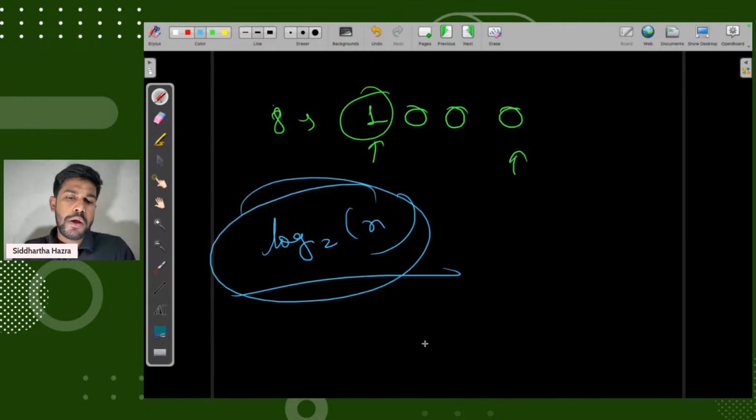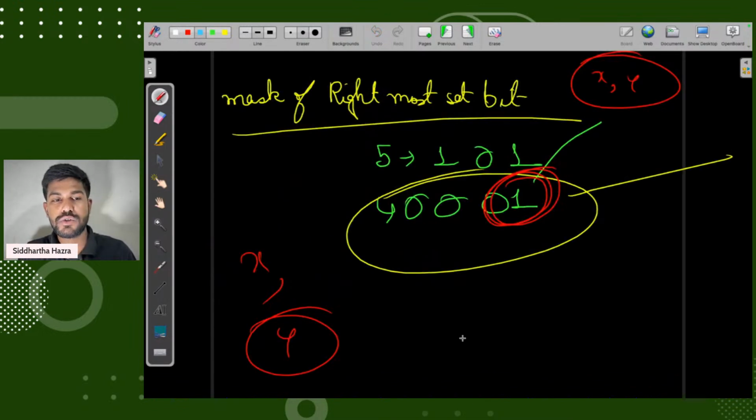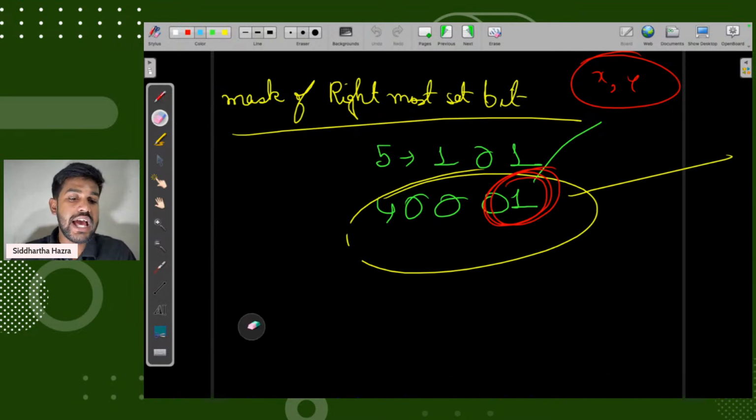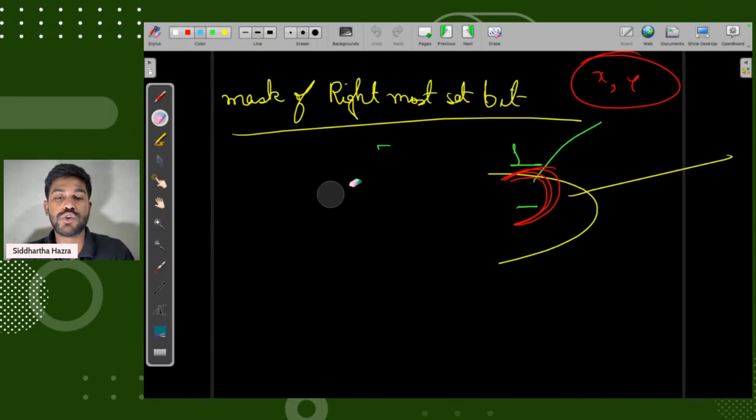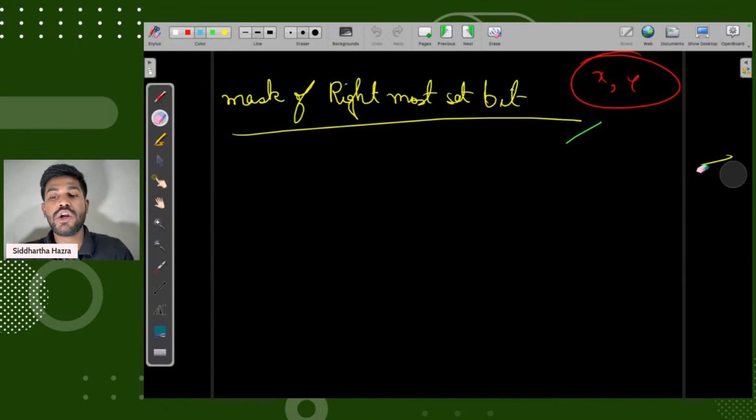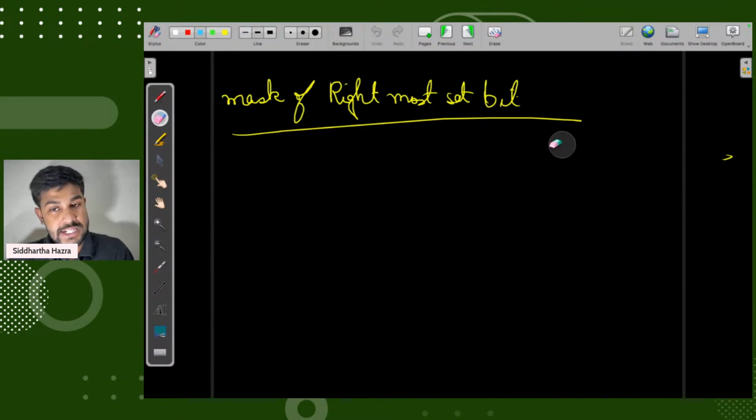Okay. But if the question is asking us to set any of the bits and unset all other bits, what we need to do is, we need to do a mask of rightmost set bit. And to find the mask of rightmost set bit, okay, we have a constant operation. We don't really need to do log base 2 n. That is why I'm just asking you to do this.